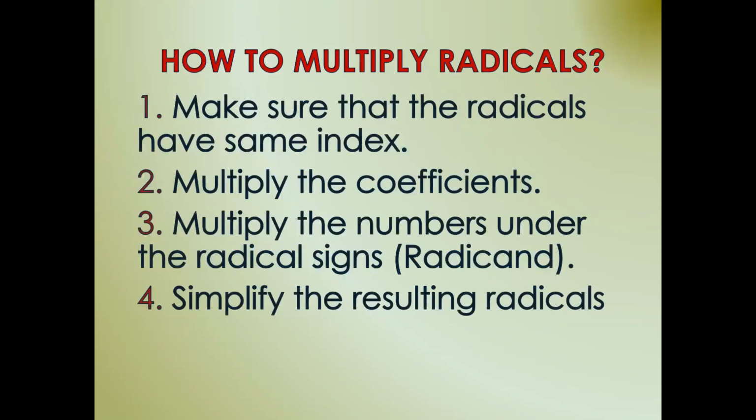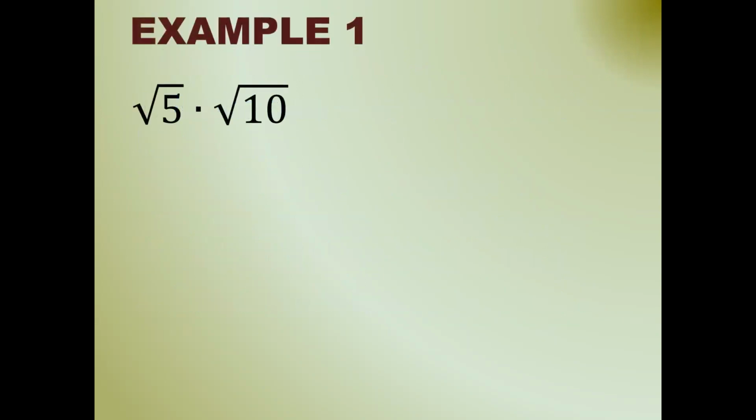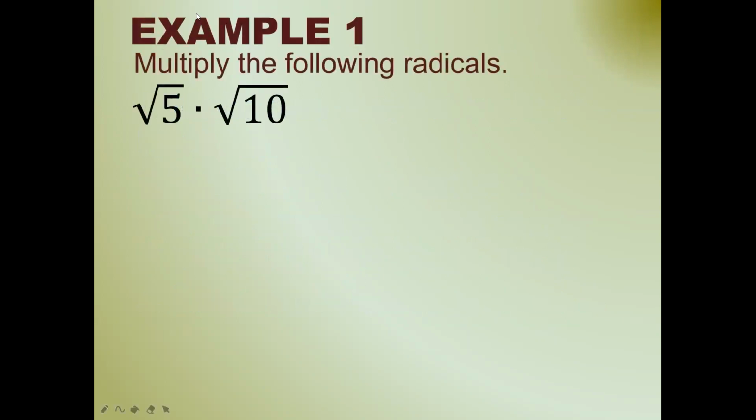Number 3 is multiply the numbers under the radical signs, or that is what we call the radicand. Whatever the value of radicands is, either different to each other or pareho, it doesn't matter. Basta sundan natin itong steps na to. You have to multiply the radicands. Next is simplify the resulting radicals. Example, square root of 5 times square root of 10.